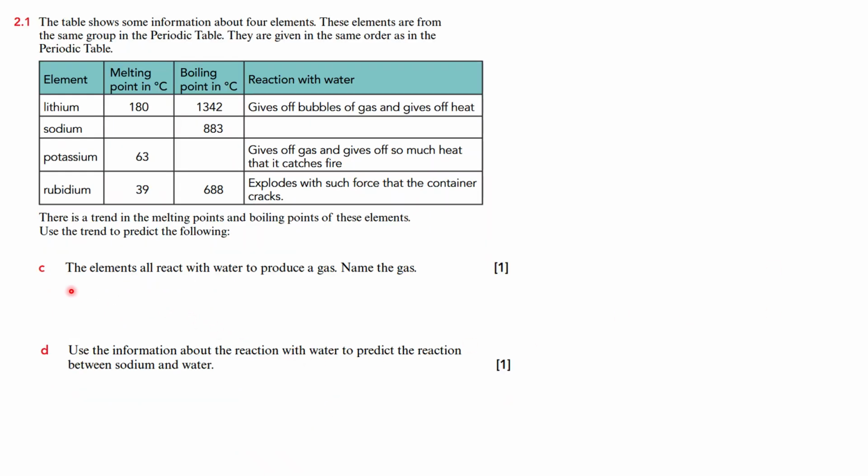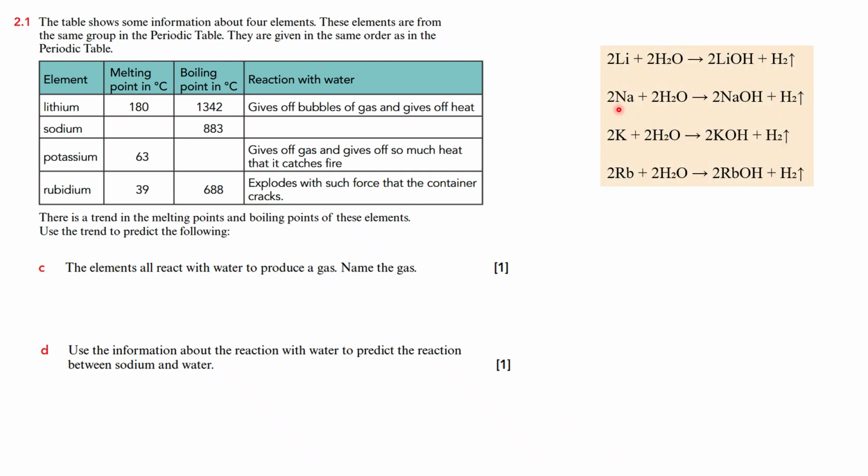Now the next question is: the elements all react with water to produce a gas. Name the gas. Here we have to write the name of the gas which is produced when these four elements react with water. In your textbook these reactions are given, where they show how these elements react with water and produce hydrogen gas. Whenever these elements react with water, they form their respective hydroxide. Along with that, hydrogen gas is released as a byproduct. So you are expected to write the name of the gas released during this reaction. So the name will be what?